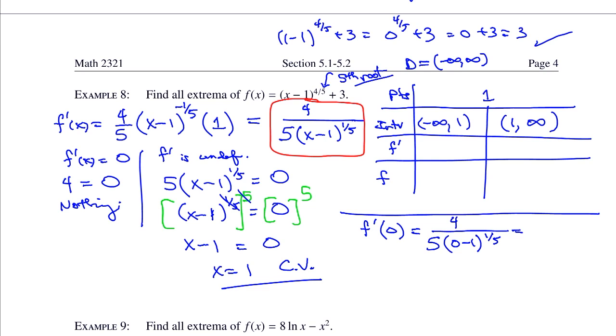The denominator is negative 1 to the 1/5. You are taking the odd root of a negative number. That results in a negative. So it's positive divided by a positive times a negative, which is going to be a negative.